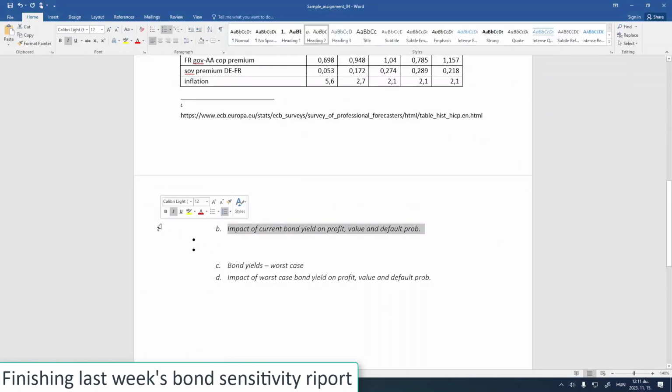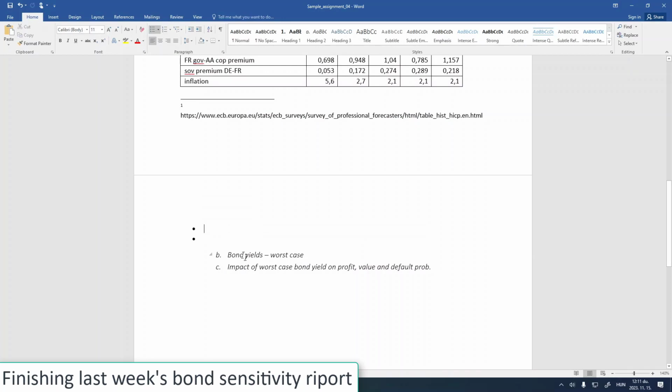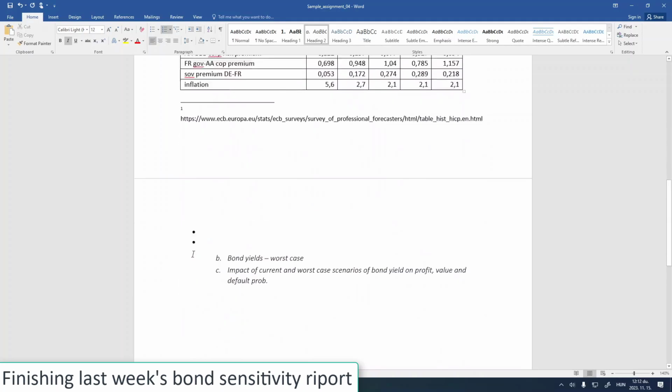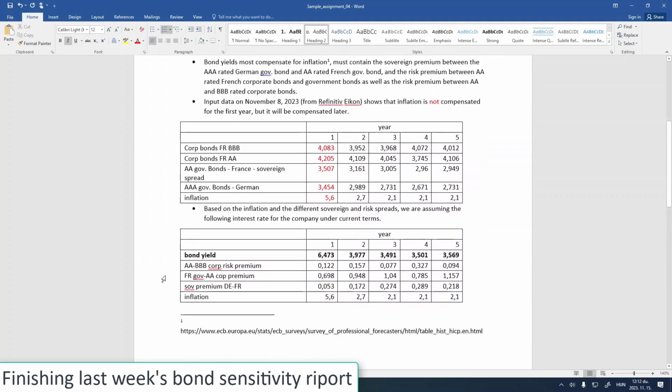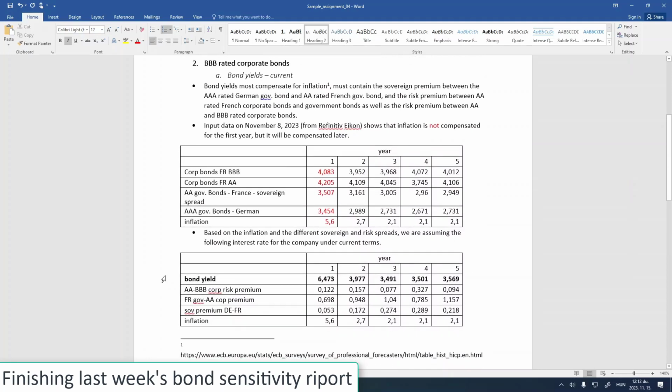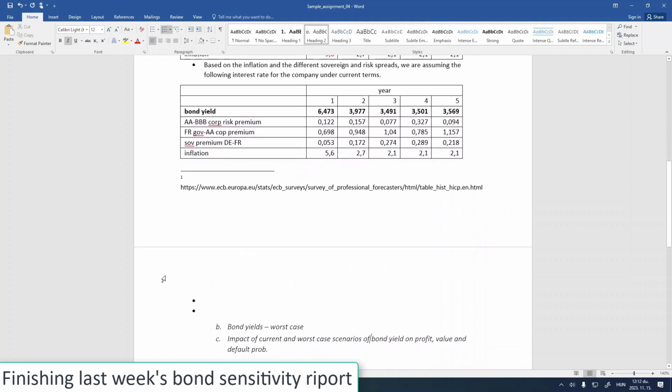So instead of doing this, impact of current and worst case scenarios on bond yield on profit value, okay. Then still we have to close down this section, because obviously if you are writing something, then at the end of a section there must be something conclusive.